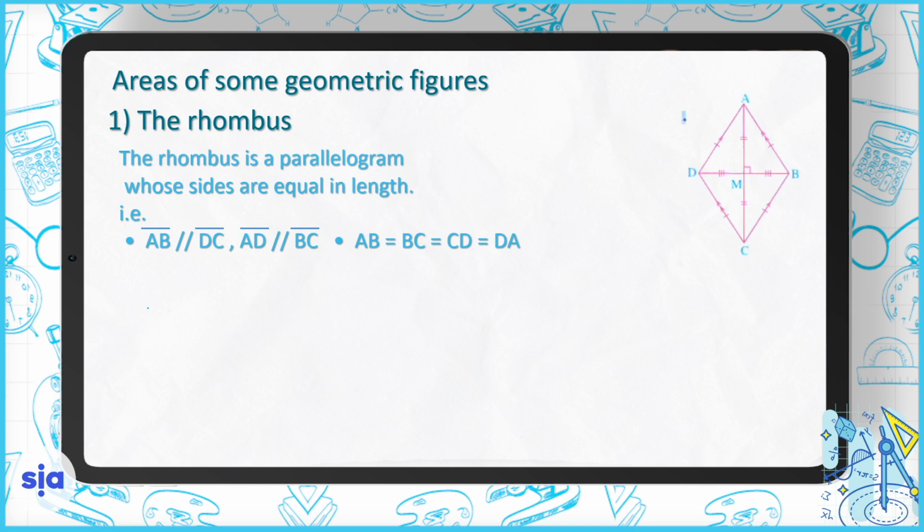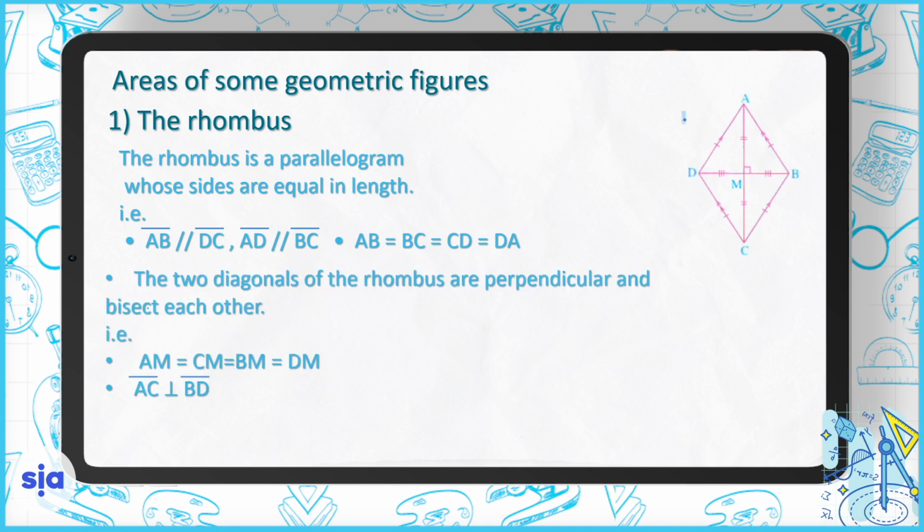As you can see here, AB is parallel to DC and AD is parallel to BC, where AB is equal to BC is equal to CD is equal to DA. The two diagonals of the rhombus are perpendicular and bisect each other. As you can also see on the figure, AM is equal to CM is equal to BM is equal to DM, and AC is perpendicular to BD.